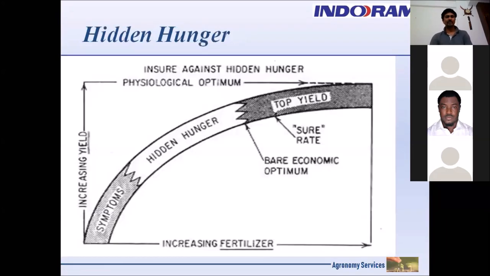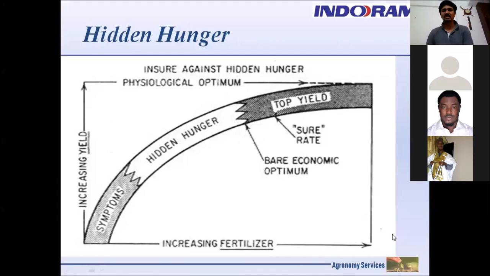So let's move forward to the next concept, the hidden hunger. The hunger that is hidden. If we talk about plant development and growth, or the complete physiology of your plant, there are different stages. One stage is where all the resources are at an optimum level, that is one extreme. The other extreme is where the resources are deficient. So at one extreme, where optimum resources are available for plant development, definitely you are going to get top and optimum productivity.